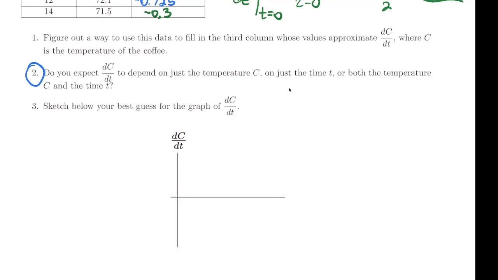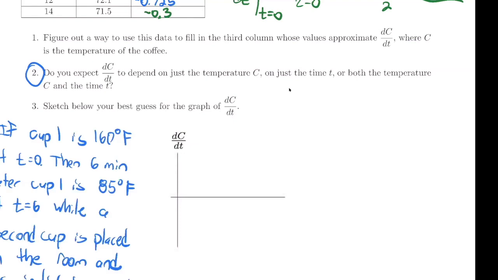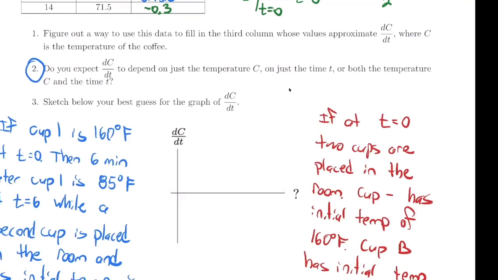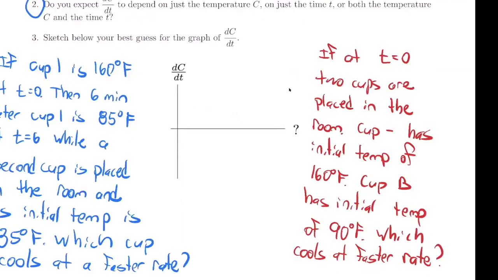We're going to find an equation for dC/dt. And what we'd like to think about, similar to how we thought about population models, is what things are going to have a role on the rate of change of the coffee? Is it going to depend on the temperature of the coffee? Is it going to depend on time? Or is it going to depend on some combination of those? So a couple things to consider when we're trying to answer question number 2.